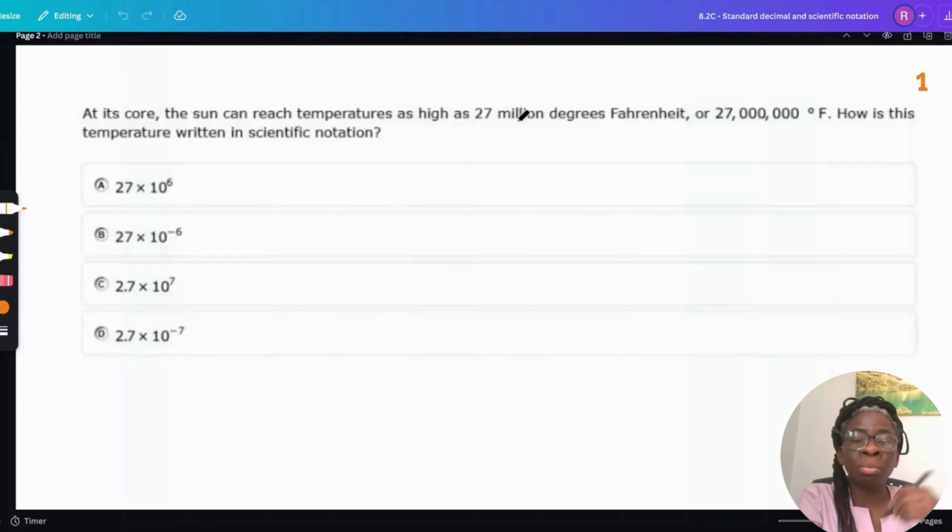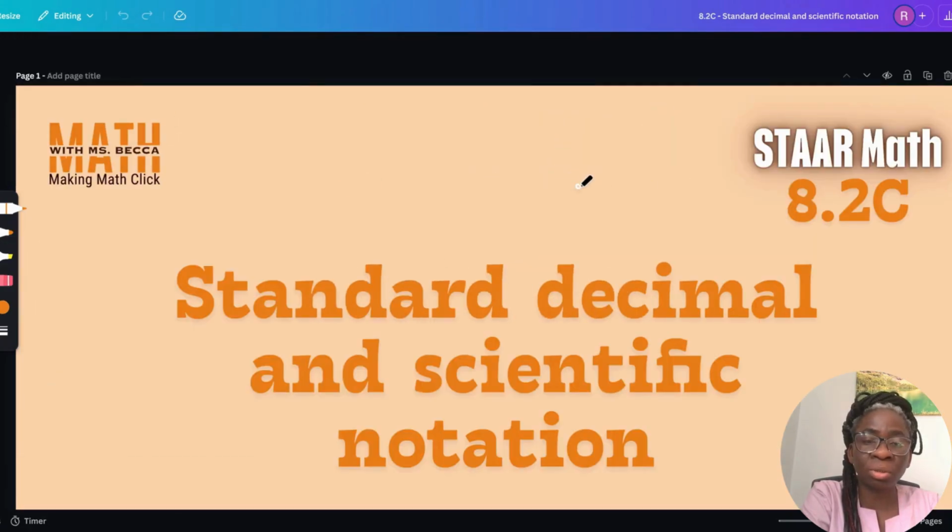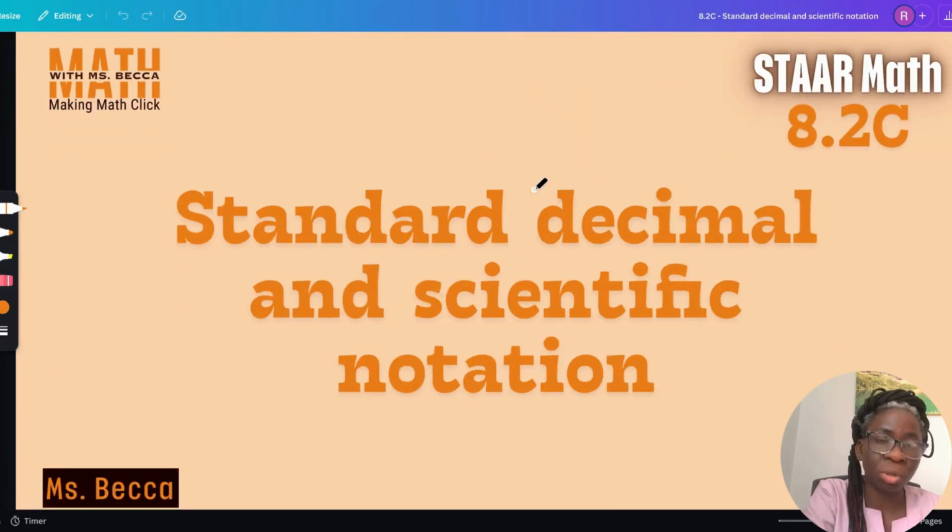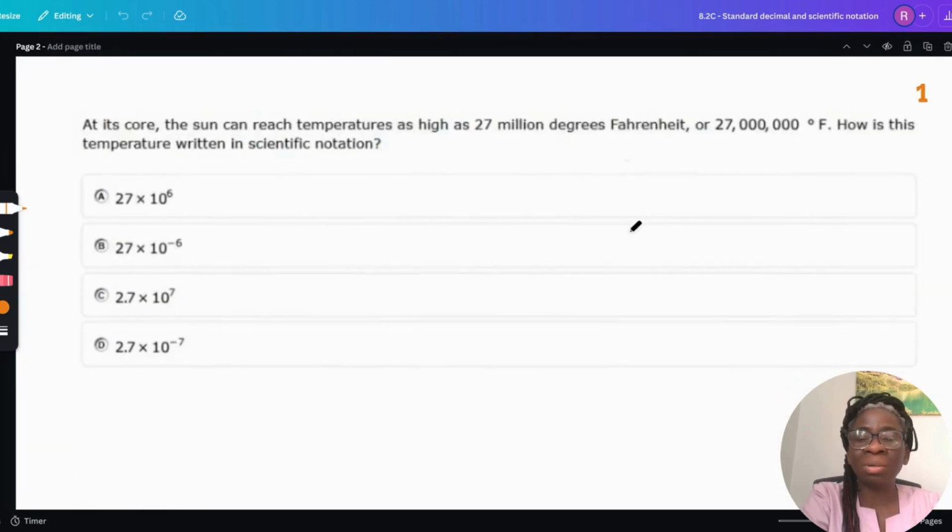Let's solve some practice questions, some grade 8 STAAR math practice questions on standard decimal and scientific notation. Now, let's take a look at these first questions. It says at its core, the sun can reach a temperature of 27 million. Let's take a look at this number. 27 million has been written out like this. How is this temperature written in scientific notation?